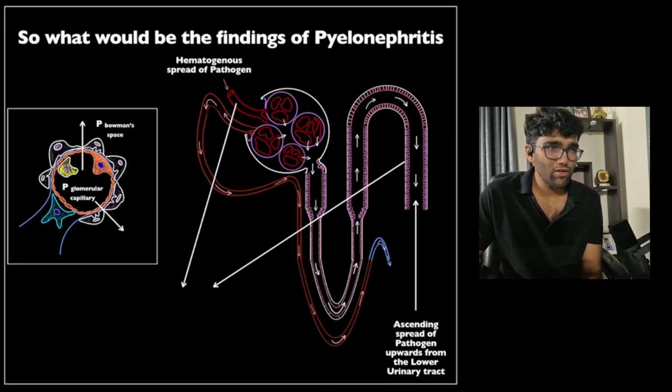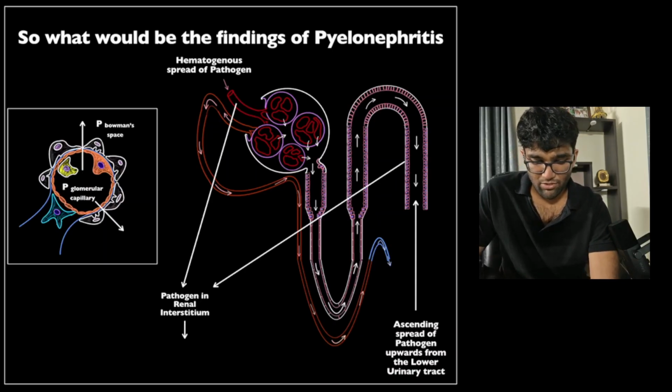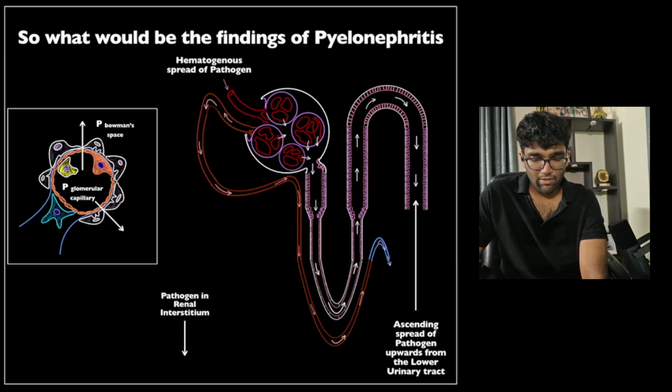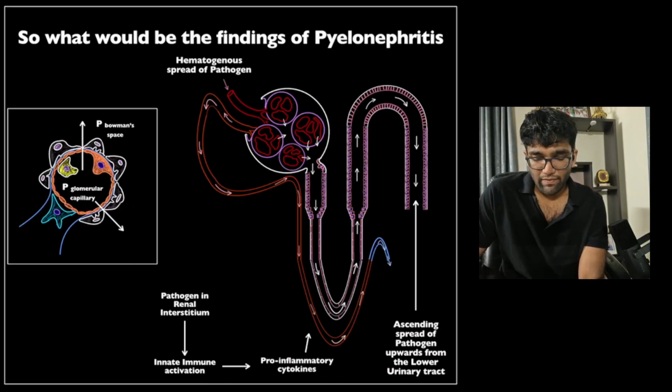So obviously not all pathogens are capable of doing this, but the ones that are, they cause a lot of problems. So now that the pathogen is in the renal interstitium, naturally the immune system again detects the pathogen, and innate immune activation occurs. So innate immune activation will result in vasodilation because of pro-inflammatory cytokine release. That pro-inflammatory cytokine release will result in capillary leak.